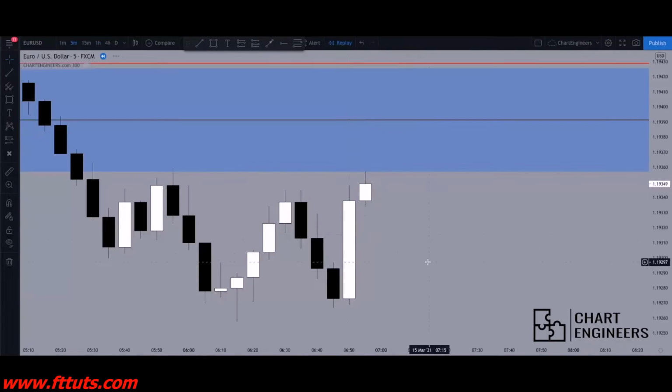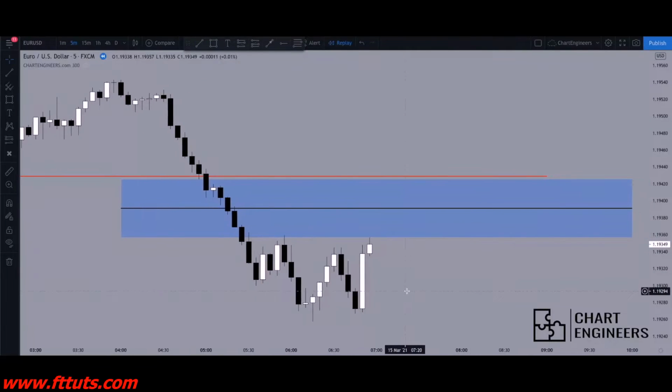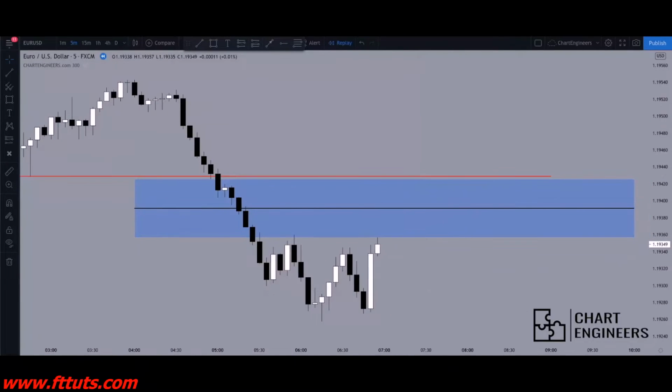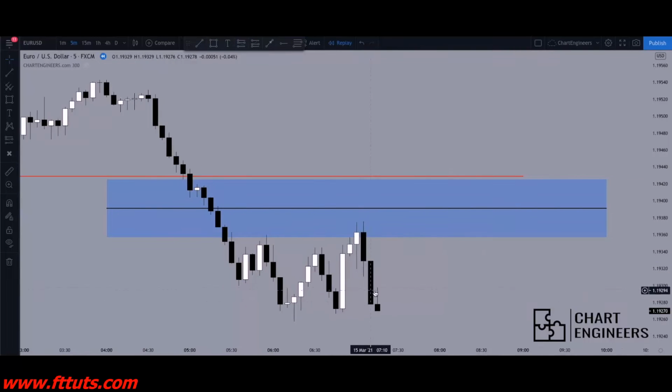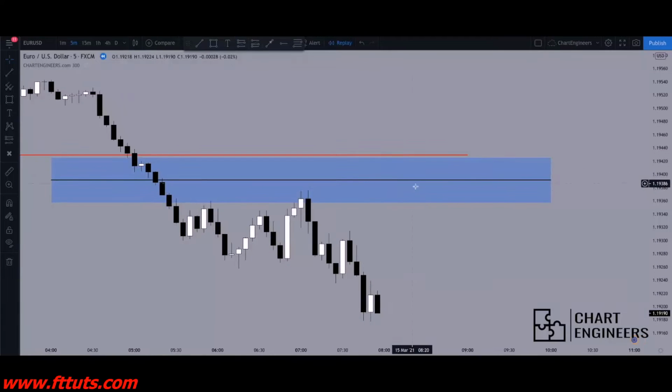So we can go to the 5-minute time frame, which is a lower time frame that I use. I use the M5 and the M1. So just see how price develops. So 7 AM. I want price to come into this 50% level.